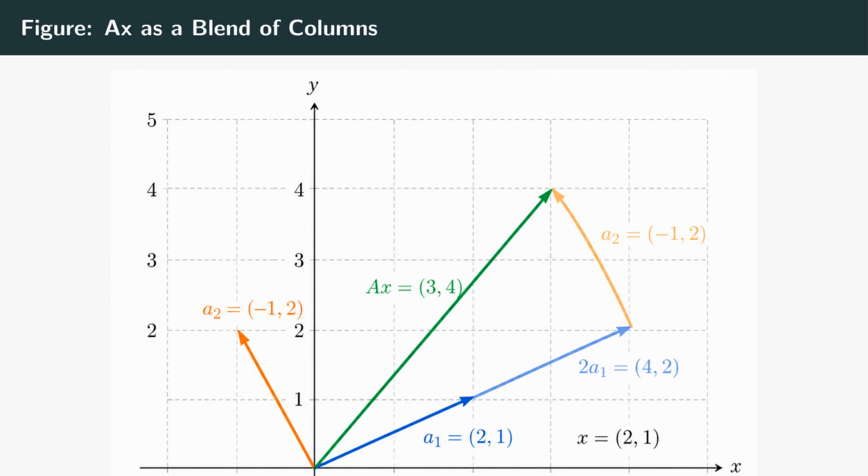A times x is never mysterious. It is a weighted blend of the columns of A, with the weights read straight off the vector x. Change x, and you slide to a different blend. The set of every blend you could possibly reach is the span of the columns, the theme that opened this course and that the matrix now makes concrete.